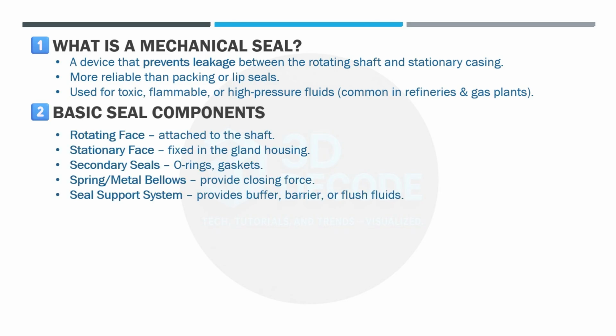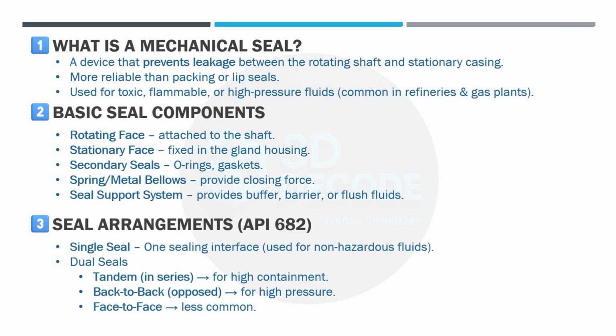2. Basic seal components. Let's quickly look at the major parts of a seal. Rotating face, attached to the shaft. Stationary face, fixed in the gland housing. Secondary seals: O-rings, gaskets, spring or metal bellows, provide closing force. Seal support system supplies buffer, barrier, or flush fluid to keep seals healthy.